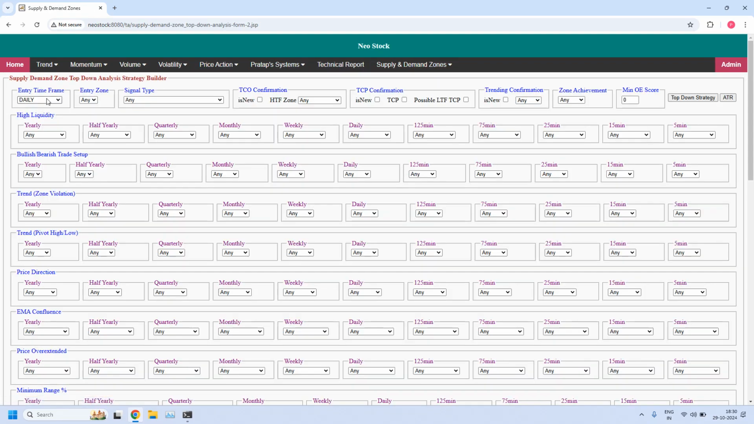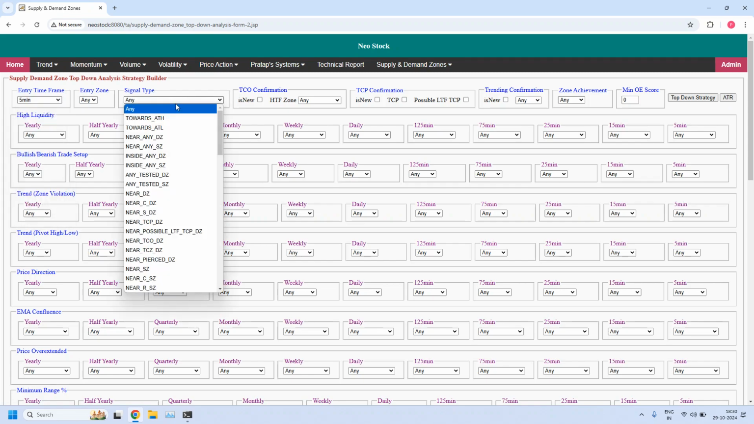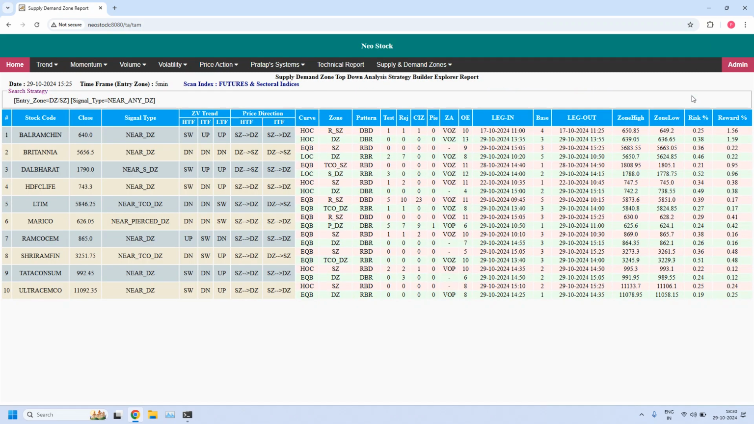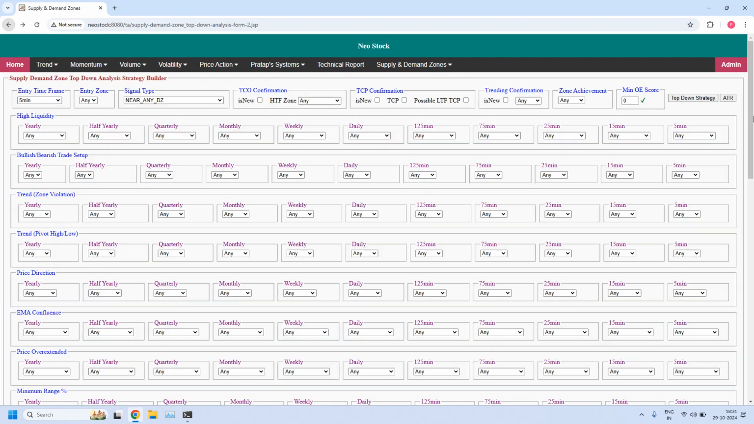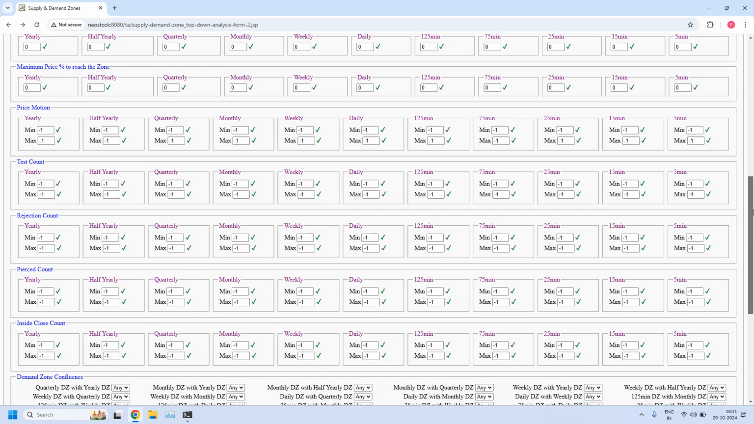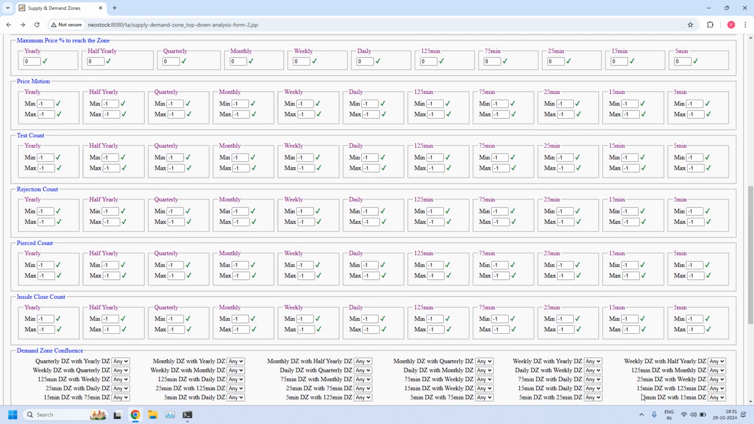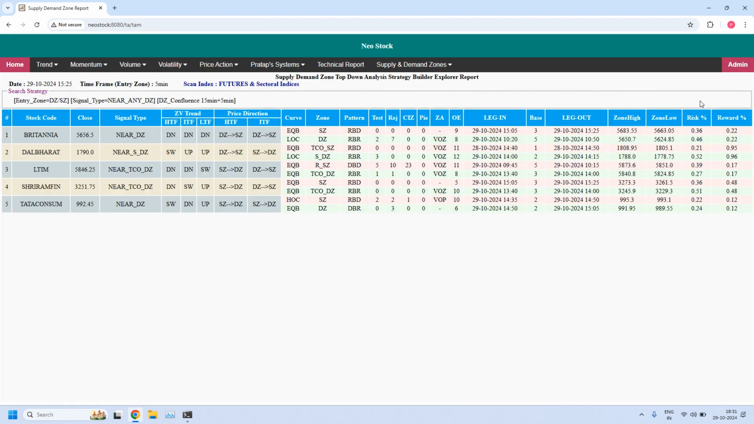Okay, next time frame is 5 minutes. Let us find the stocks near the 5 minutes demand zone. 10 stocks are filtered. So let's verify whether any of these demand zones have an ITF confluence. That is 5 minutes demand zone with 15 minutes demand zone confluence. I am enabling the filter. We got 5 stocks filtered. In all these 5 stocks, the 5 minutes demand zone is part of the 15 minutes demand zone. That is what zone confluence is.